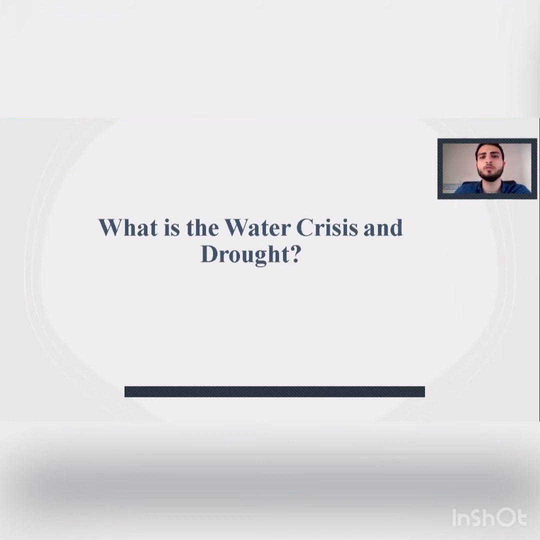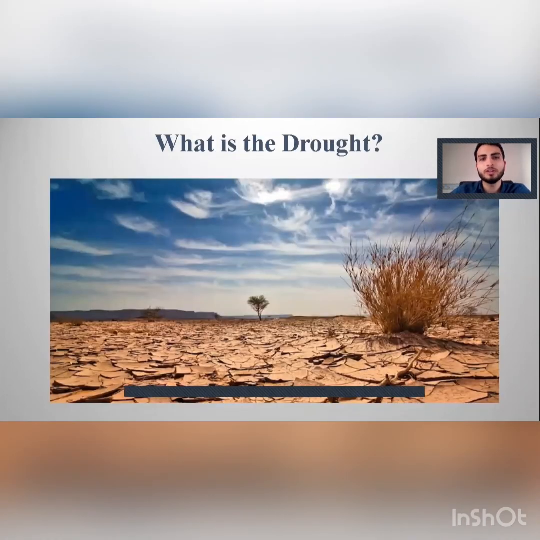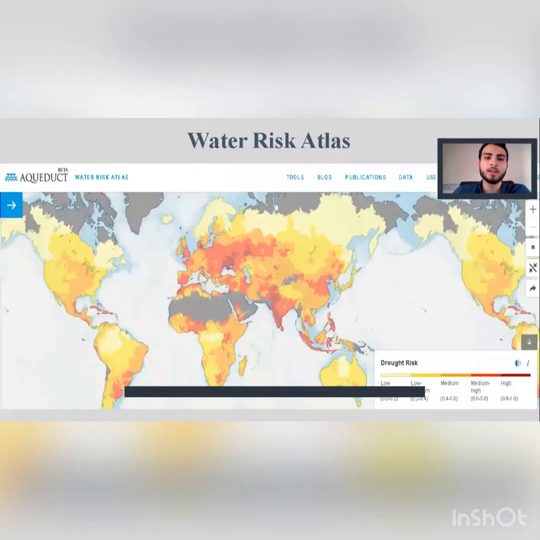Let me explain what is the drought and water crisis. The water crisis is a situation in which available potable and non-contaminated water is less than the demand. And a water drought is an event of prolonged shortness in the water supply. So, let's see the water risk atlas.